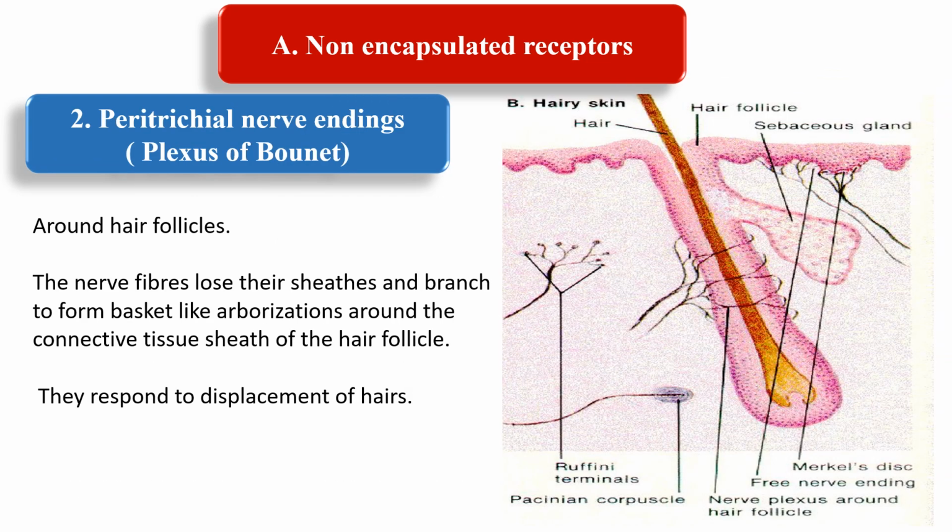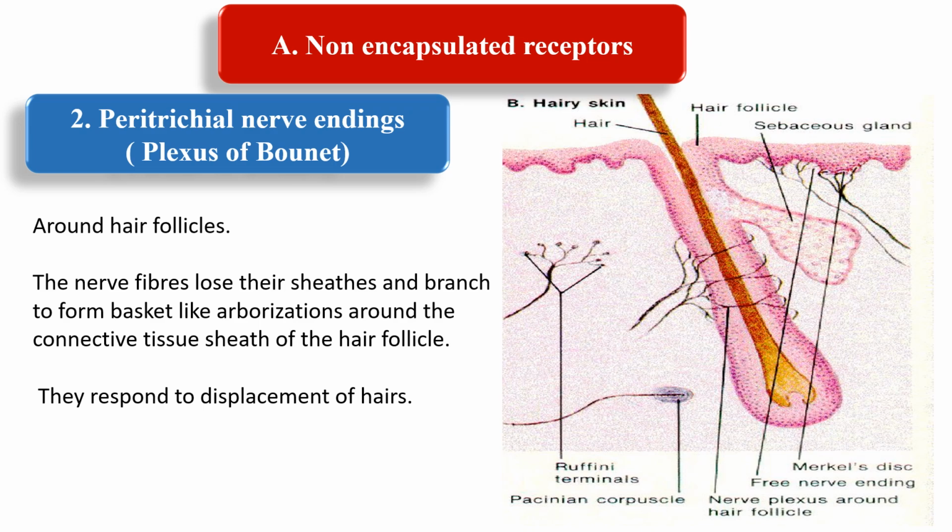The second type of non-encapsulated receptor is called peritracheal nerve endings. What is the other name of peritracheal nerve ending? It's called the plexus of Bonnet. As regards the site, this receptor is found around hair follicles. They are the nerve fibers present around the connective tissue sheath of the hair follicle. What happens during the pathway of this nerve fiber? The nerve fiber loses its myelin sheath and branches to form basket-like arborization, which is present around the connective tissue sheath of the hair follicle.